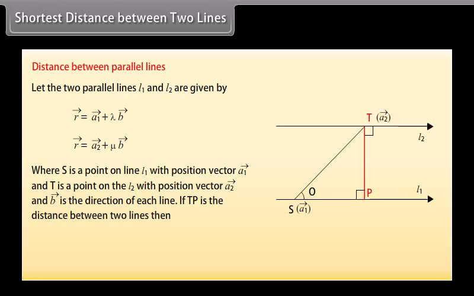If TP is the distance between the two lines, then TP equals modulus of cross product of vector b and the difference of vector a2 and vector a1, divided by modulus of vector b.